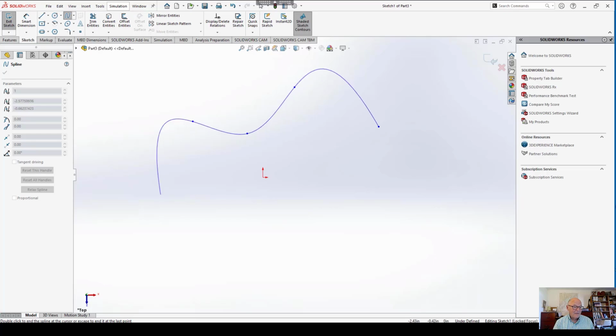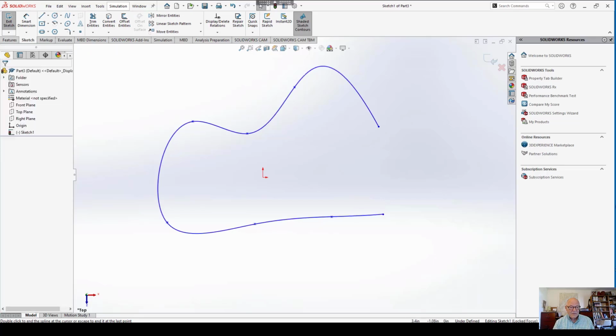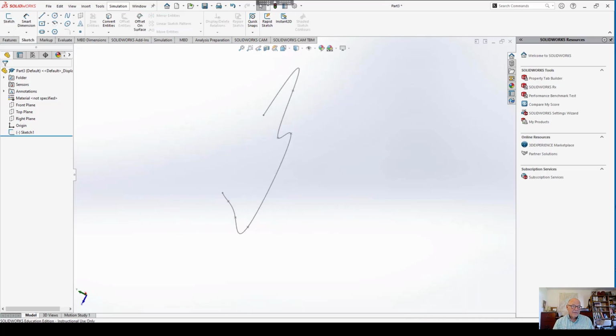So let's just have a path, and let's just say we have a piece of hose or a wire or something. We want it to go along this path. So we're going to have it look like that. Now, pick OK. So now that's what's called the path. Now in order to put a shape on here, we have two choices.